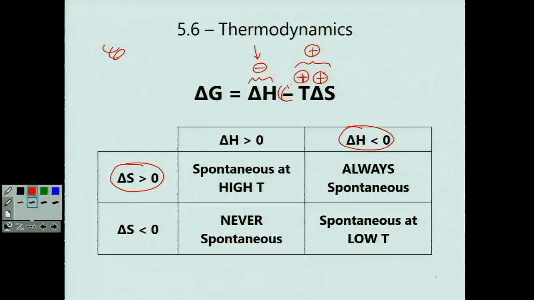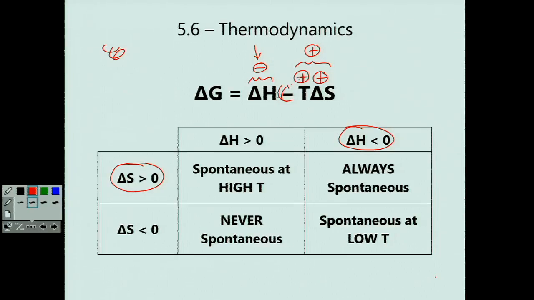Because delta H is negative, you're taking away something positive. It doesn't matter what the temperature is, it's always going to be negative. That difference will always be negative, so that process will be spontaneous always. So processes in which there's an exothermic release of heat energy into the surroundings, and at the same time there's a disordering of the system, will always happen spontaneously.